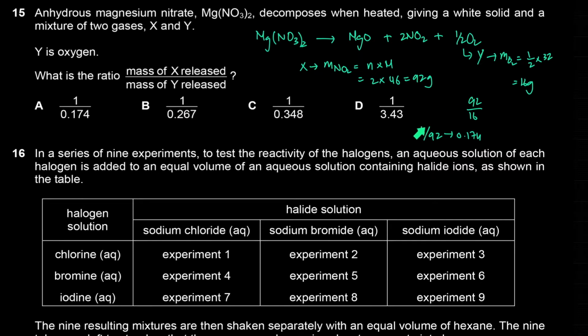The reason I did 16 over 92 first is because when you do division, you normally get 1 in the denominator. But here, since we want to reverse it, we just do 16 over 92, we get 0.174, and then if we flip it, we get 1 over 0.174. So that means that this is equal to 1 over 0.174. So the answer here is A.